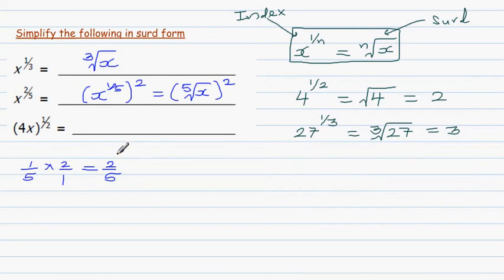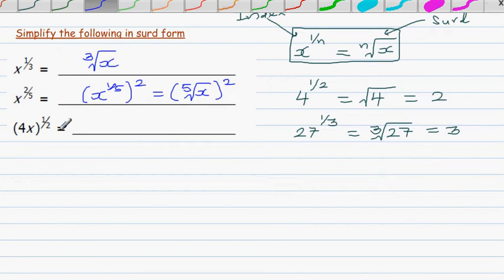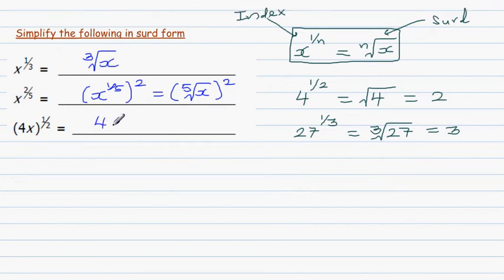So let's write this again in the surd form. This is in the index form. So let me cancel this. So how can you write this? This is applying the power rule. So this is 4 raised to half times x raised to half. And using this rule, 4 raised to half means this is the square root of 4 times the square root of x.